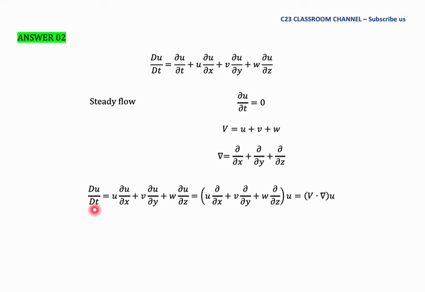We have Du/Dt as this term, and then we could factor the value of u here. So we could have the bracket here and u, and we could simplify that. The u, v, and w here is actually the velocity, capital V, and the terms of ∂/∂x, ∂/∂y, and ∂/∂z here are actually similar to the nabla here. So we could simplify the value of Du/Dt here as V times nabla times u, as shown in this term.